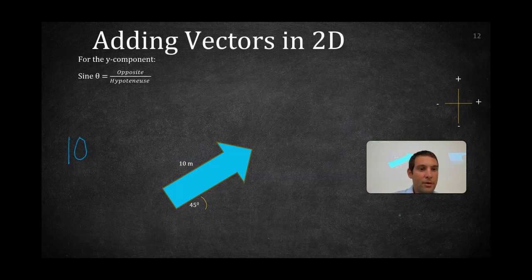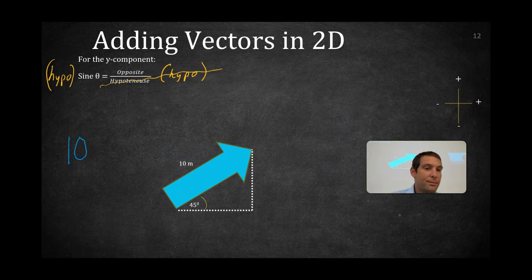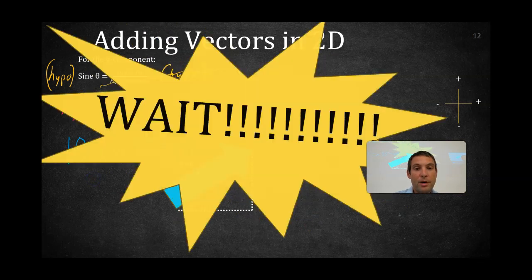For the y component, we're going to use sine theta equals opposite over hypotenuse, because that is our opposite side. Let's say I want to solve for the opposite side. I'm going to multiply hypotenuse to each side to get hypotenuse times sine theta equals my opposite side. Or in other words, the magnitude of the original vector, which was 10, times sine of the angle, which is 45, that will give me my opposite side. But wait!